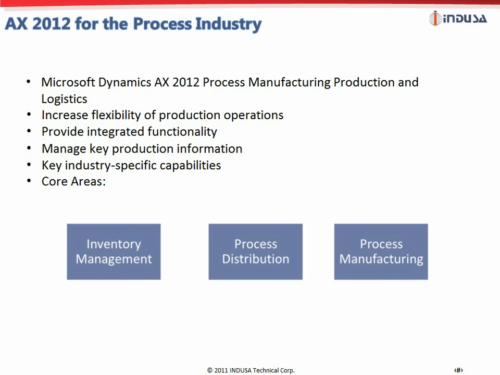Some of the key industry-specific capabilities of process industries for AX include seamless co-product and byproduct planning and management, formula management, lot traceability and product serialization, adherence to materials regulatory compliance, process costing, first expired, first out, and shelf life inventory management, product containerization, and multiple inventory dimensions. Core areas include inventory management, process distribution, and process manufacturing.